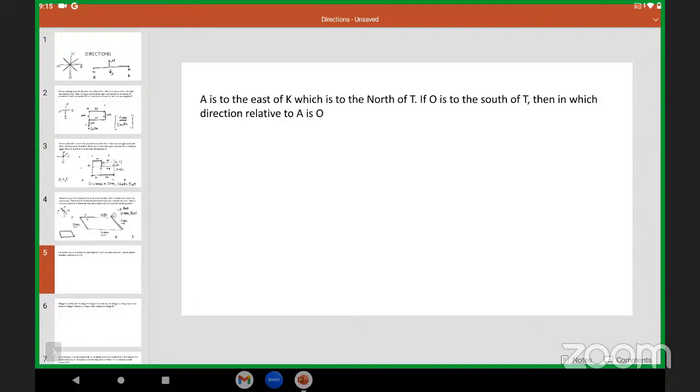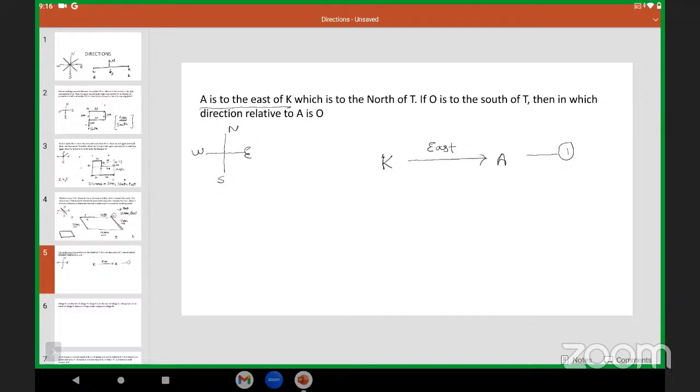So let us start with this question. The first line is: A is to the east of K, which is to the north of T. Okay, so we'll break down the first line. A is to the east of K. This is your north, south, west, and east. So A is to the east of K. Suppose K is over here, then A has to be over here towards the east. This is your point number one.